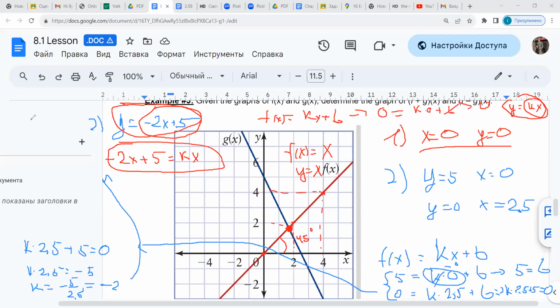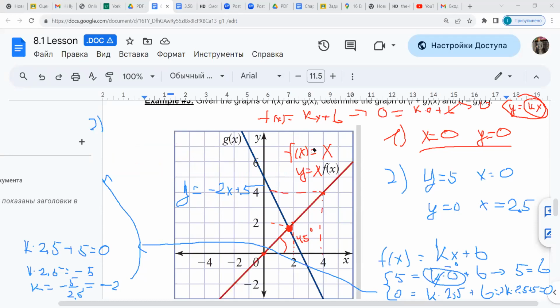And the blue one, as we discovered a moment before, is y equals -2x plus 5, right? So now, using the graphs and points that we can identify on them, we figured out two of these functions. One of them is y equals -2x plus 5, and the other one is y equals x.